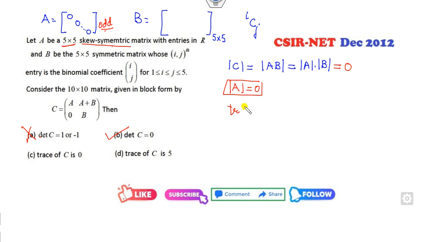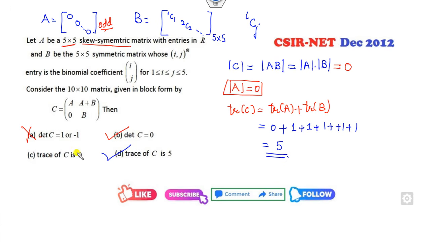Similarly, you can find the trace of the matrix. What is the trace of the matrix? That is the trace of A plus the trace of B. What is the trace of A? Because it is skew symmetric, 0. What is the trace of B? The first element is 1C1, then 2C2 and so on. 1C1 is 1, 2C2 is 1, 3C3, 4C4, 5C5 are all 1. So the right answer is 5. So B and D are the correct answers.